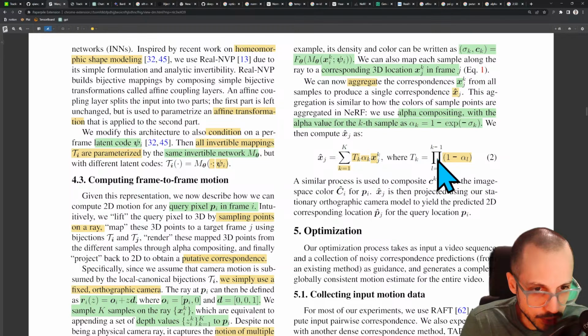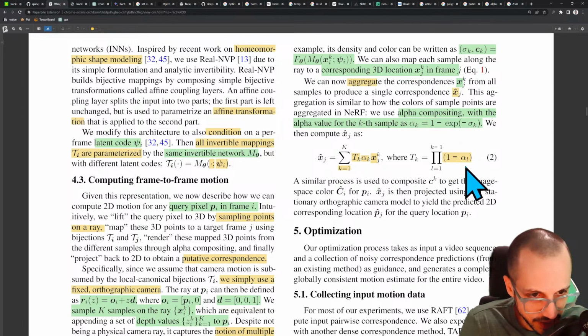Anytime you see a multiplication like this, so this is an addition, you're adding these things from 1 to k. This is you're multiplying them from 1 to k minus 1. Anytime you see a multiplication like this and you have 1 minus something, what is happening here is this number is basically getting smaller and smaller.